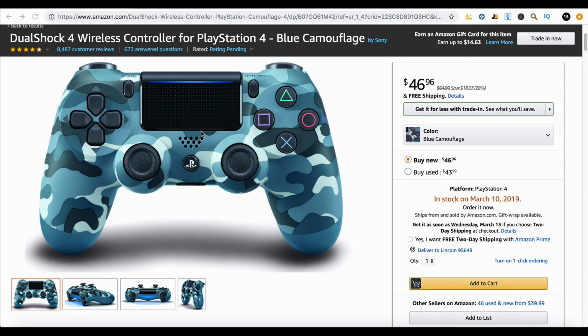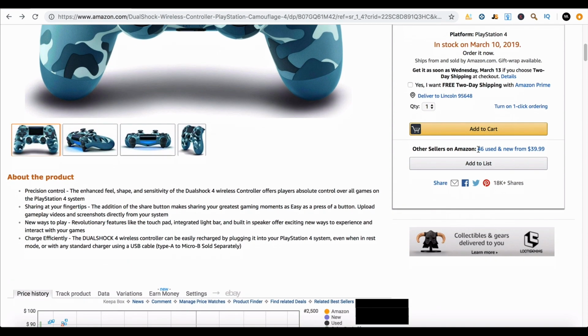So this is the blue camouflage PlayStation 4 controller. This is the buy box if you do not know. This section over here on the right, this is the buy box price. And this is the seller that is currently holding the buy box, which is Amazon.com. Ships from and sold by Amazon.com. There are approximately 46 competitors, used and new. It's not really 46 because there's also FBM sellers, which are fulfilled by merchant, and there's also some that are used. We only sell new. Or at least I only sell new.